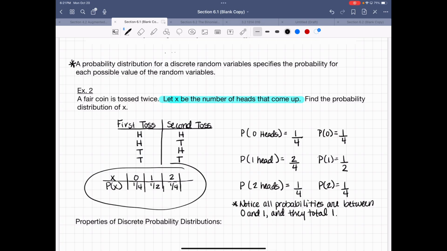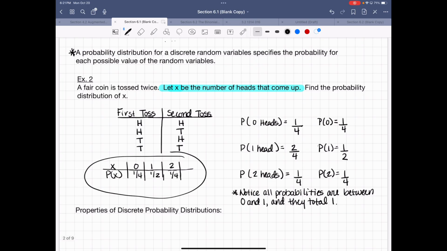But you have to put the probability of no heads, because we have problems later on where it says at least one head. And when we do the at least problems, you say 1 minus the probability of none. So you have to be able to find the probability of no heads. So the probability of at least 1 head would be 75%.